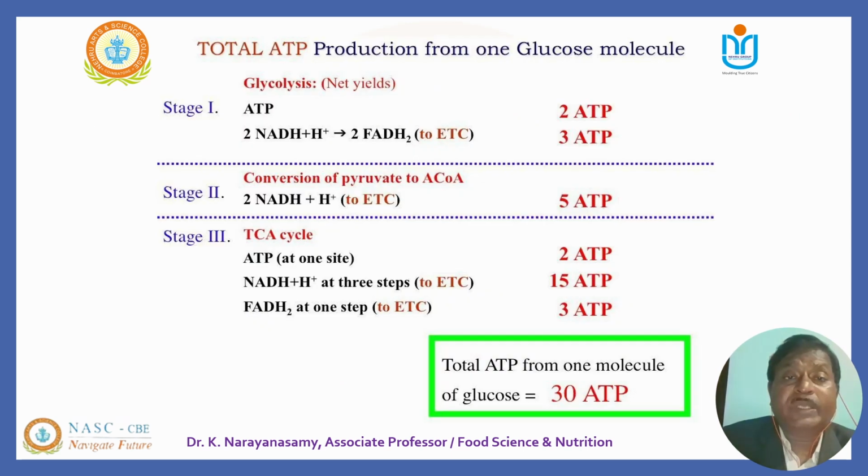So the total ATP production from one molecule of glucose is here. Glycolysis net yield is 2 ATP, and 2 NADH plus 2 FADH2 going to the electron transport give 2 ATP, 3 ATP. In the conversion of pyruvate to acetyl-CoA, the second stage, 2 NADH plus H plus is used, and 5 ATP is formed. Stage 3 is the TCA cycle. ATP at one site gives 2 ATP, NADH plus H plus at 3 steps with 2 electron gives 15 ATP. FADH2 at one step gives 3 ATP. So the total ATP from one molecule of glucose is 30 ATP molecules.